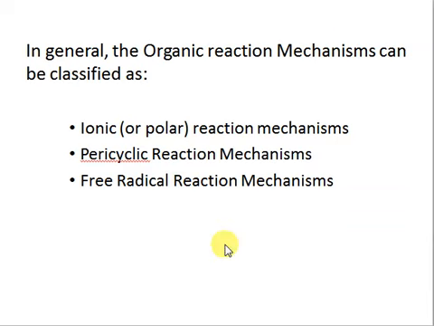So this is about the types of reaction mechanism. We have ionic reaction mechanisms, also known as polar reaction mechanisms. The important thing is that these involve formation of a carbocation and carbanion, and involve heterolytic bond cleavage. While the free radical mechanisms involve formation of free radicals and homolytic bond cleavage. In this lecture we will be concerned only with the ionic reaction mechanism.